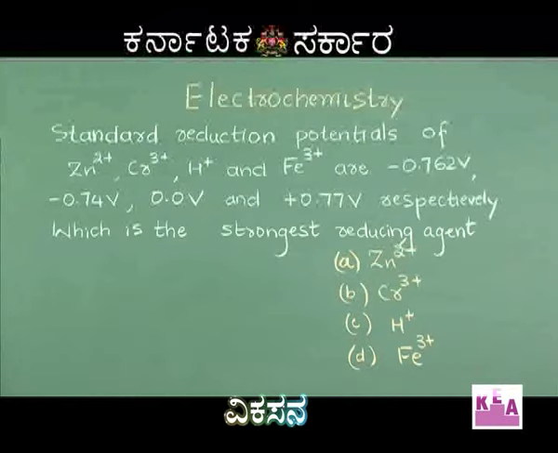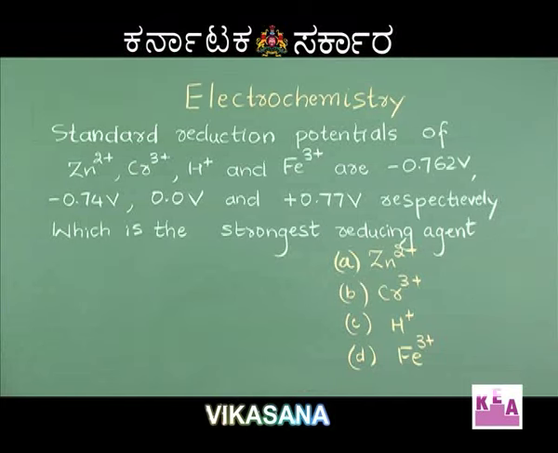Student, let's move on with the next question. The standard reduction potentials of zinc ion, chromium ion, H plus and ferric ion are minus 0.762 volt, minus 0.74 volt, 0 volt and plus 0.77 volt respectively. Which is the strongest reducing agent? Option A, zinc ion, option B, chromium plus 3, option C, H plus, option D, ferric ion.